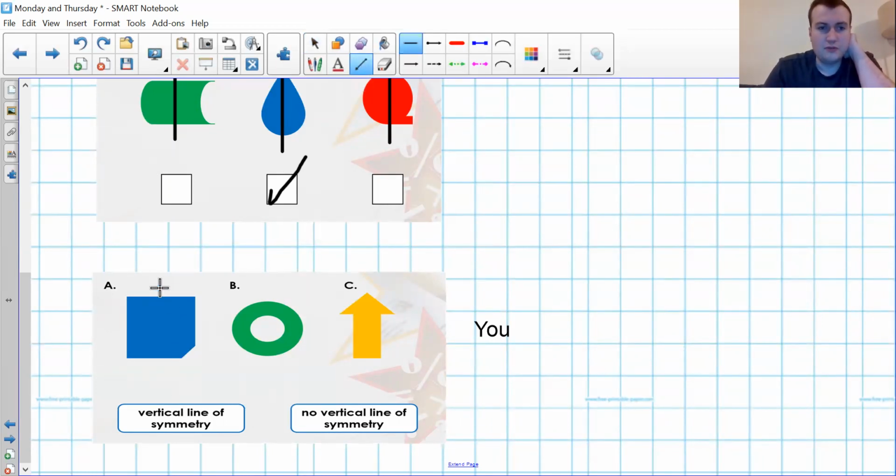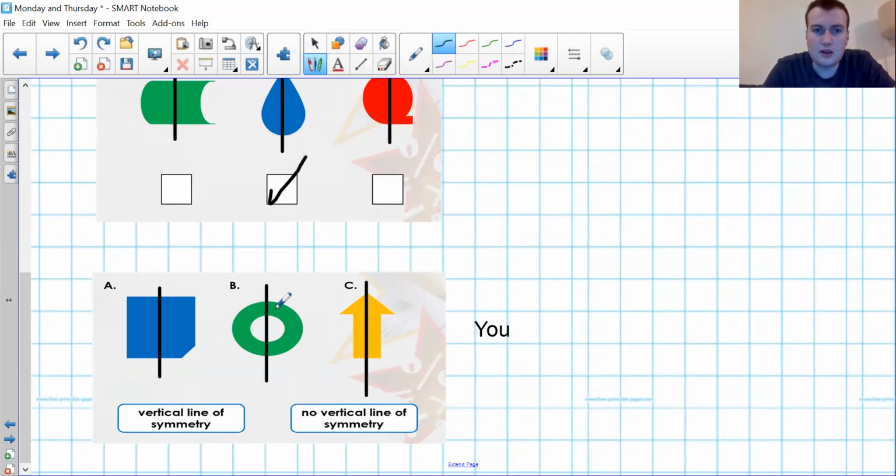Okay, so this one, we put a line down the middle and we can see actually it's slightly different because this is missing a corner. So this shape now looks different to that shape. So that's no vertical line of symmetry. Here, put it down the middle. Yep, they're the same both sides. So that is a vertical line of symmetry. And then same with the last one. Yep, same both sides. Brilliant, they are identical. So yes. So B and C, yes. A, no.